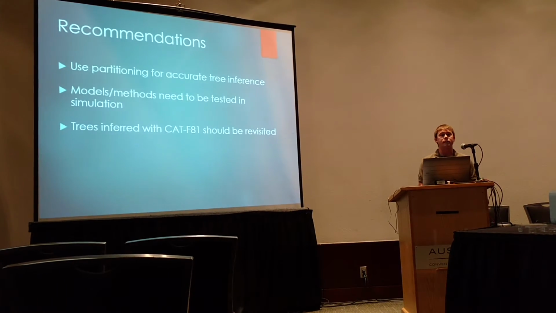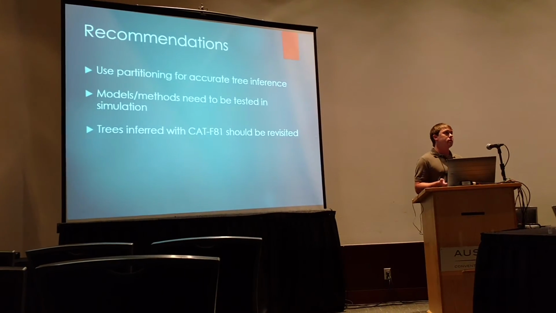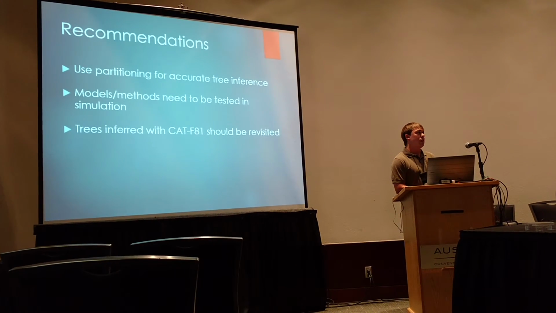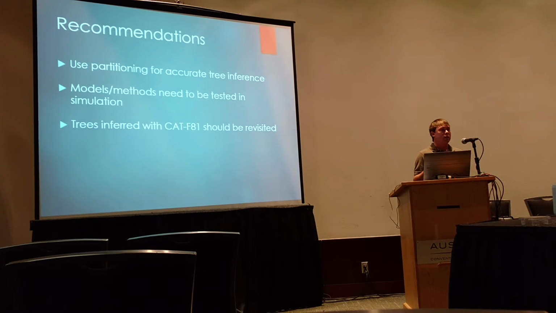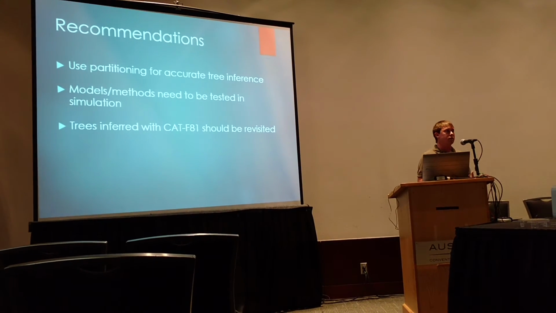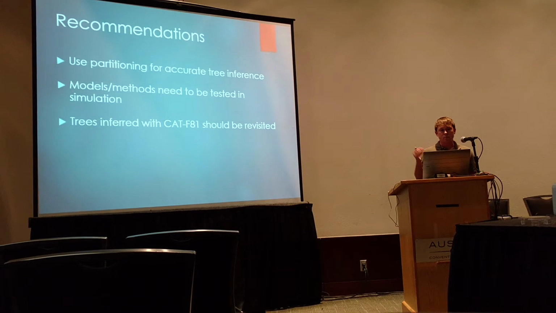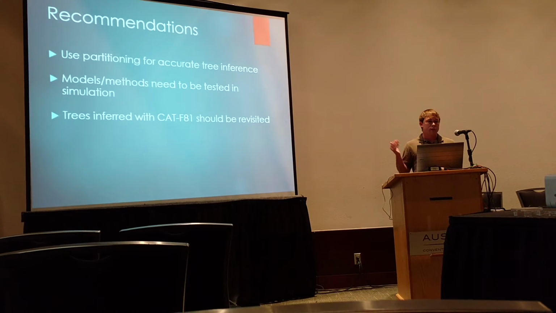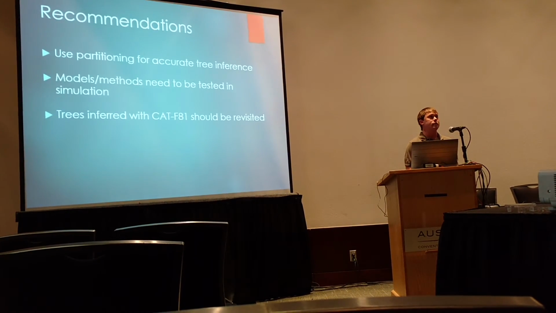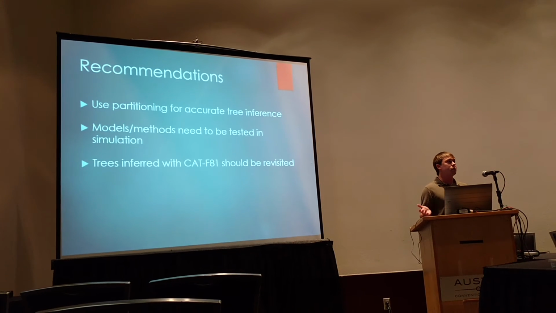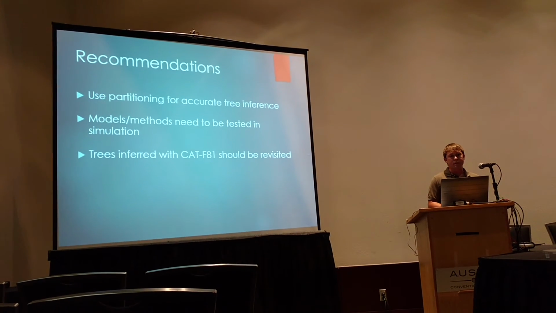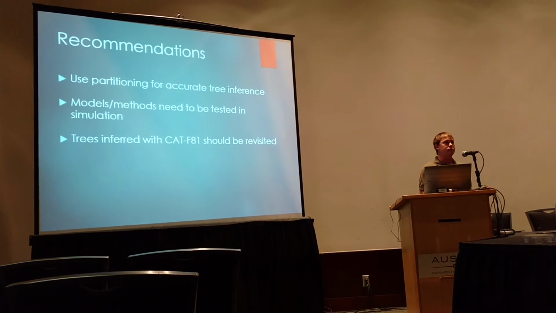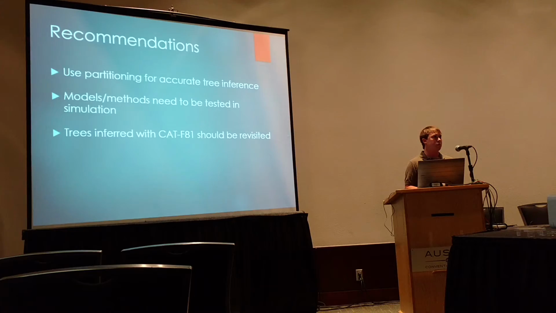So, recommendations: given the models that we commonly use, I think partitioning is giving us accurate tree inference. I think site-heterogeneous models are great in theory, but we need to actually make sure they're performing well, and this could be done in either a likelihood or Bayesian framework. Models and methods need to be tested in simulations before we really start running with them. And more broadly, trees inferred with CAT-F81 should probably be revisited, especially when they've disagreed with trees inferred with other methods.